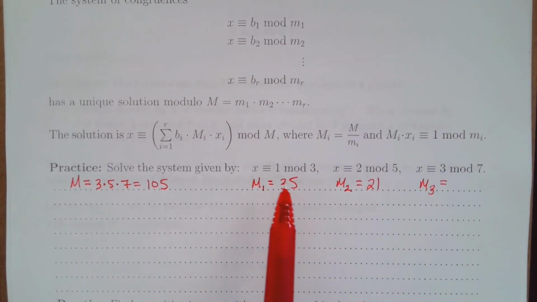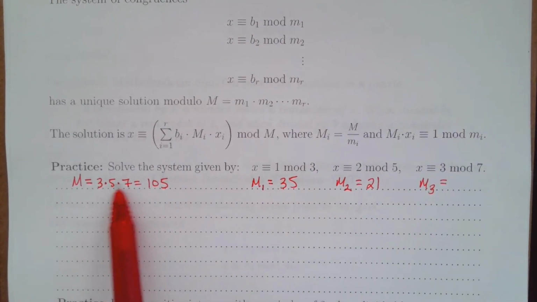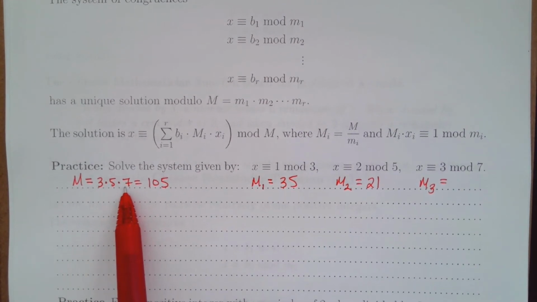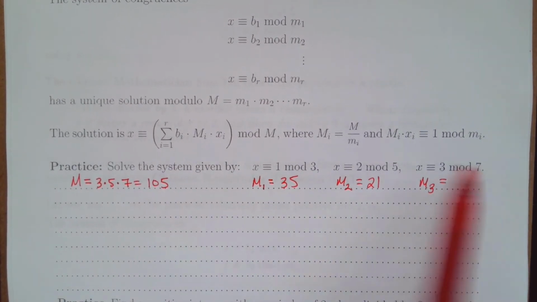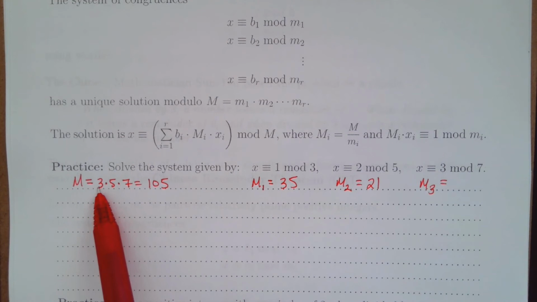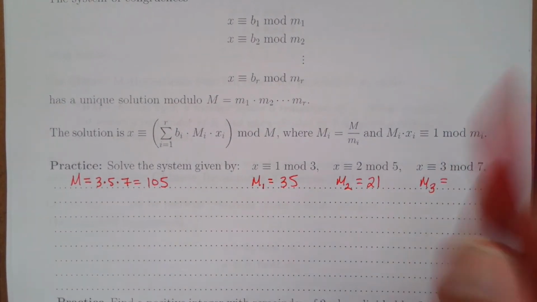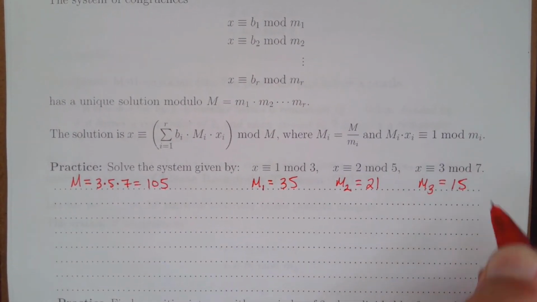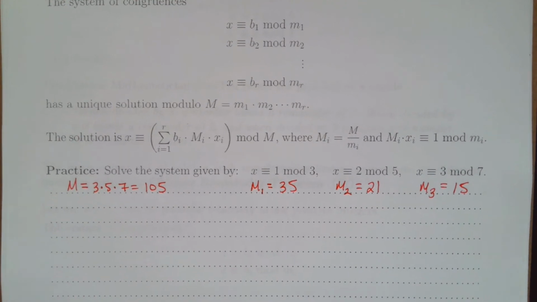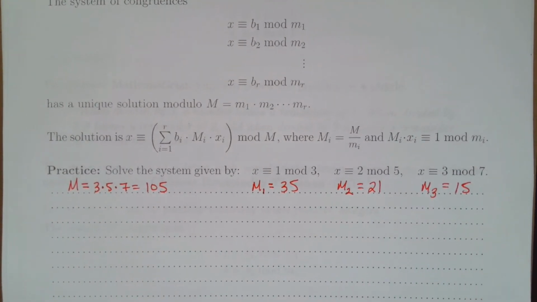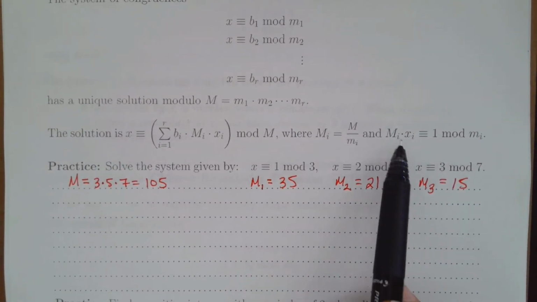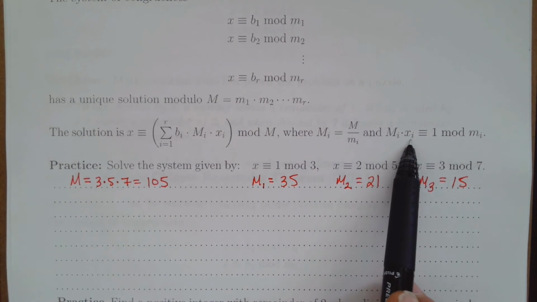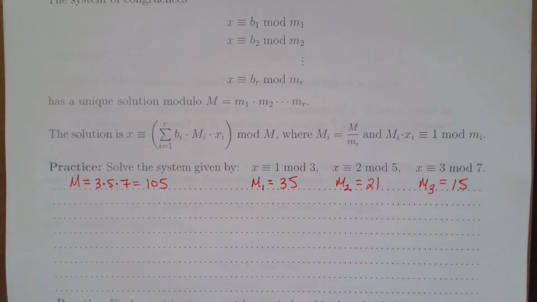And M sub 3 is going to be this big M, 3 times 5 times 7, divided by 7, which really is just the product of the others, which is 3 times 5, and so that's going to be 15. Okay, so what we need to do next is solve a new system to find our multiplicative inverses.